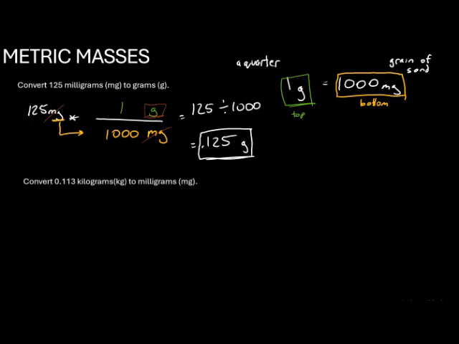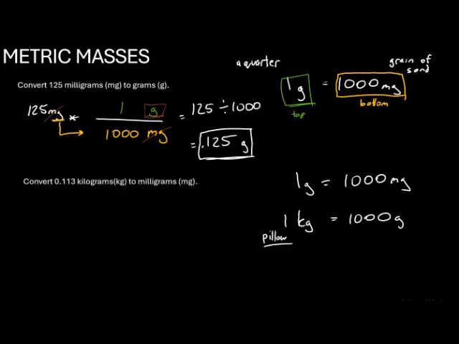Next, we're asked about 0.113 kilograms and how to change it to milligrams. As we've said before, 1 gram is the same as 1,000 milligrams. But also similarly to how kilometers and meters worked, 1 kilogram is the same as 1,000 grams. We said before that the weight of a quarter coin is about 1 gram. 1 kilogram is roughly the weight of someone's pillow. Most people would weigh somewhere between 50 kilograms and 100 kilograms.